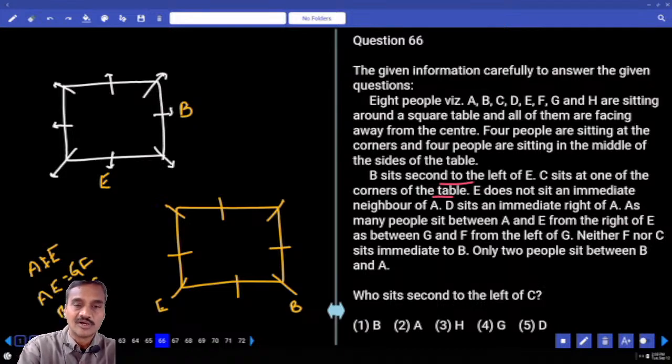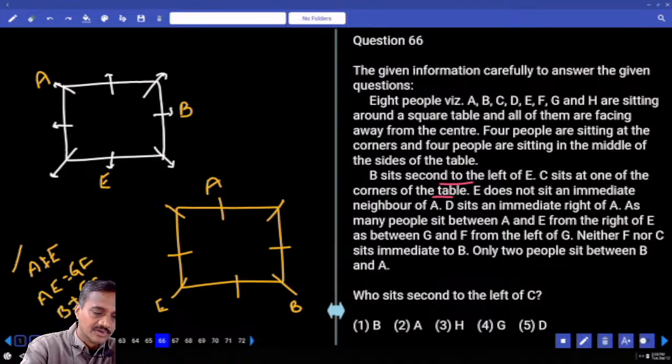Now in between B and A, how many people? 2 people. Now, can A be at this place? No. Why? Because A and E are not adjacent to each other. As A cannot be here, and there are 2 people between A and B, A must be here. Are you getting this one or not? And here again there are 2 people between A and B, so A must be at this place. Now if A is here, now A and E, G and F. Now in total, how many people are in between A and E? 2 people. Now in between G and F, we need to have exactly 2 people.